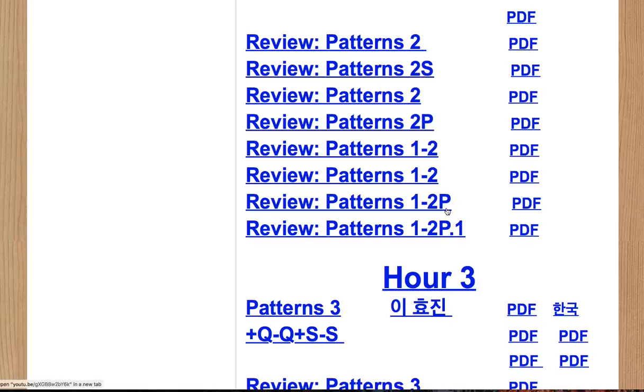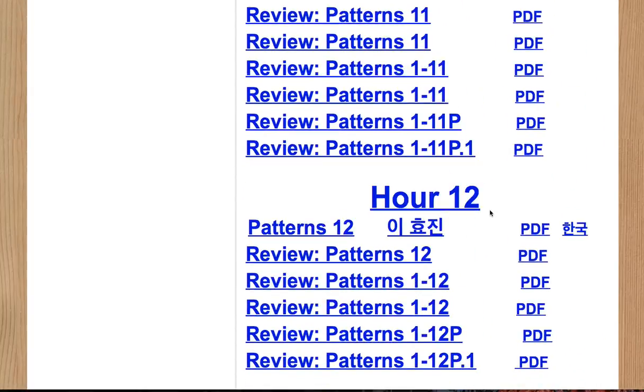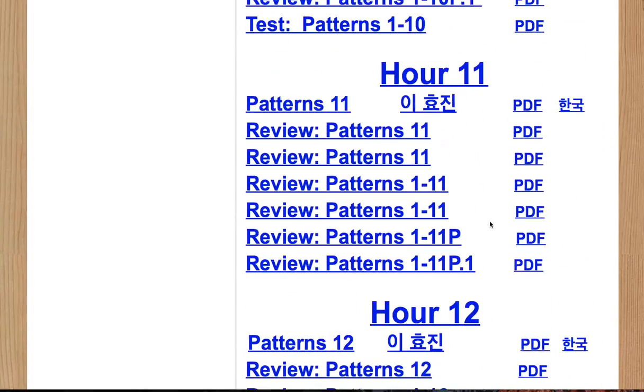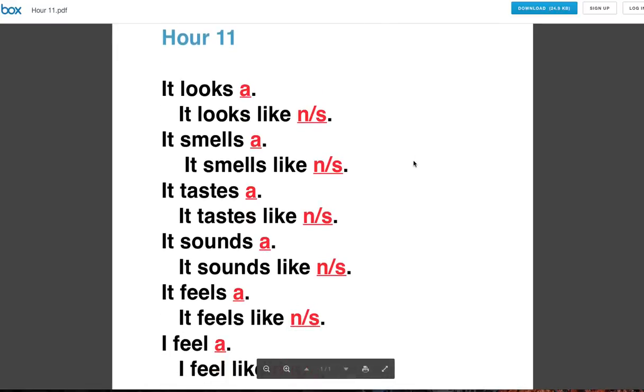P is with the pictures. Once again, PDFs are available. There's always 200 questions in each of these videos. As we progress through here, you will see that, for example, we're down here to pattern 11. What is studied in that? We study these patterns: it looks good, it smells good, it tastes good, it feels good, etc.